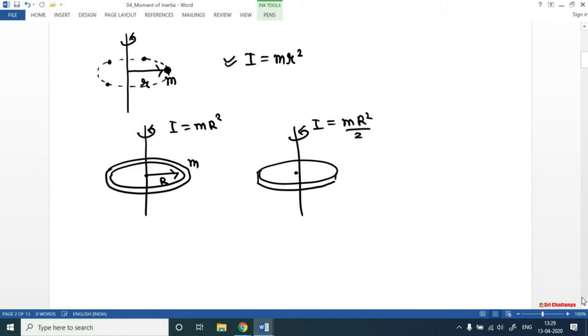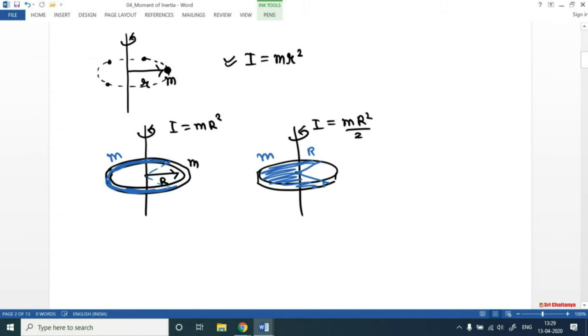Now I want to add one thing here. Let's say we have a partial ring, from here to here only, and it has some mass m as well, or in this case a partial disk, only this part, which also has mass m and radius r.